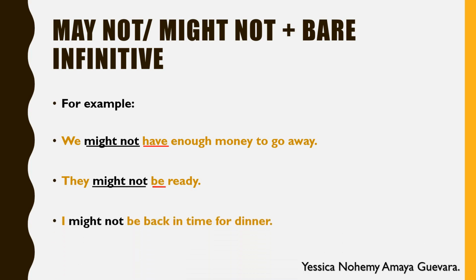The third example, I might not be back in time for dinner. In this example, we use "might not" plus the verb infinitive "be".